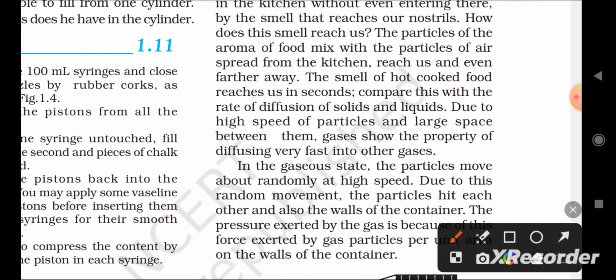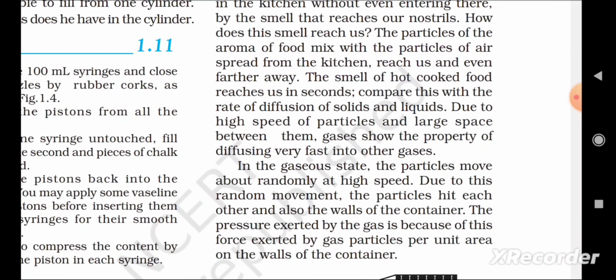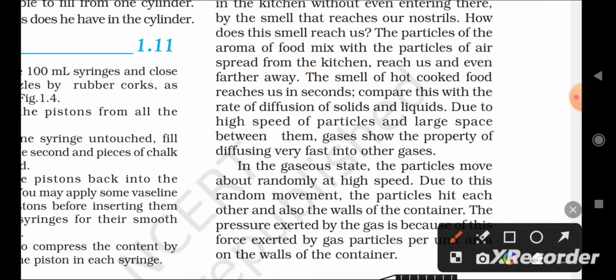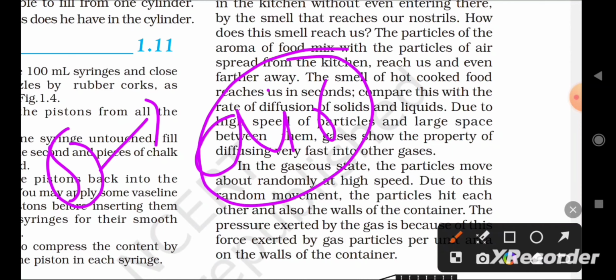How does the smell of food come from the kitchen to the hall? The particles of the aroma of the food mix with the particles of air, spread from the kitchen, and reach us and even further away. So the particles of the smell of the food are mixing with the air particles, correct? That is how we get the smell of different foods your mom is making for you.